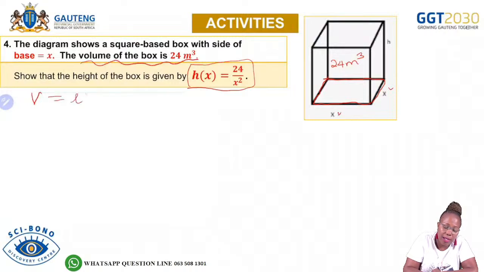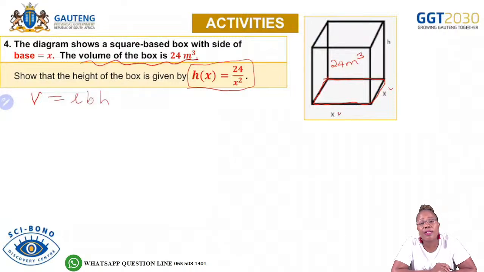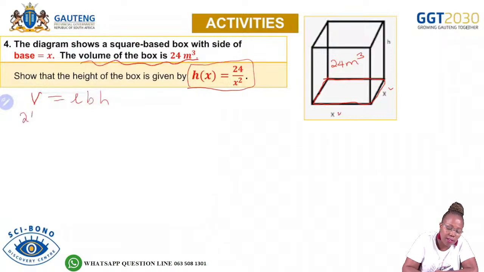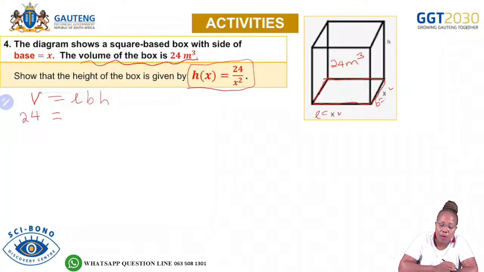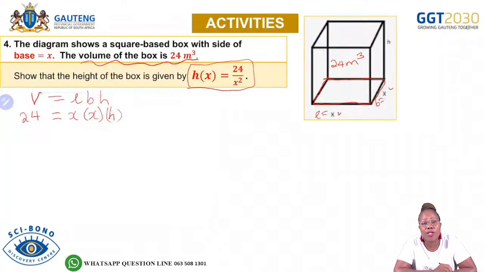The volume is L times B times H. That is the starting point. What is the volume now? Volume is given to us as 24 cubic meters. We look at the units later on. And then the length and the breadth will be the same because the base of the container is a square. It's a square-based box. So the length will be x, the breadth also x, and the height, we don't know the height of the container, it will remain h.